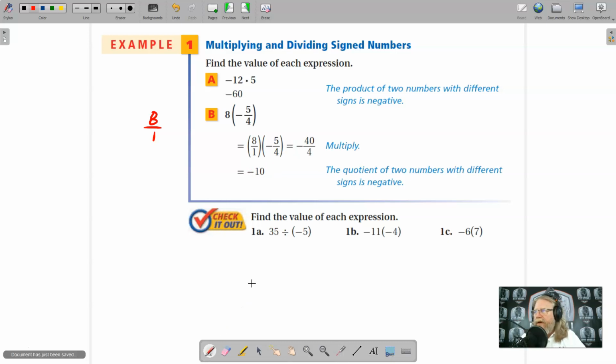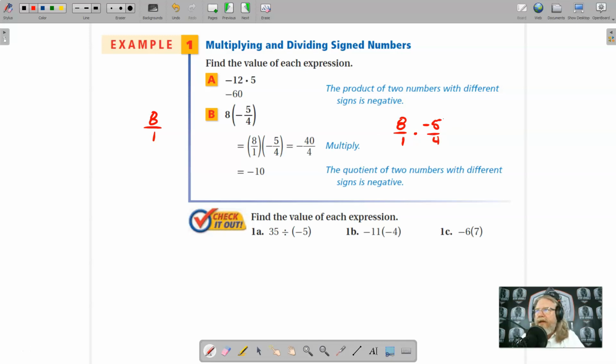Now, personally, I kind of like to keep my negative signs up with the numerators. So if I were actually working this on paper, I probably would have done 8 times this number here. I would have thought of this as 8 over 1 times negative 5 over 4. And I would have just moved my negative sign up in with the numerator.